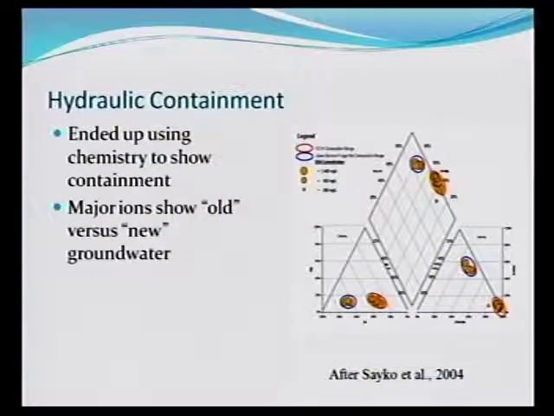And one of these is old and one of these is new. This is relatively new water. Okay, so this is water that's recharged, and this is old. And so their thinking is that if that water is pretty old, right, it's not coming down from the landfill out into the surrounding area.